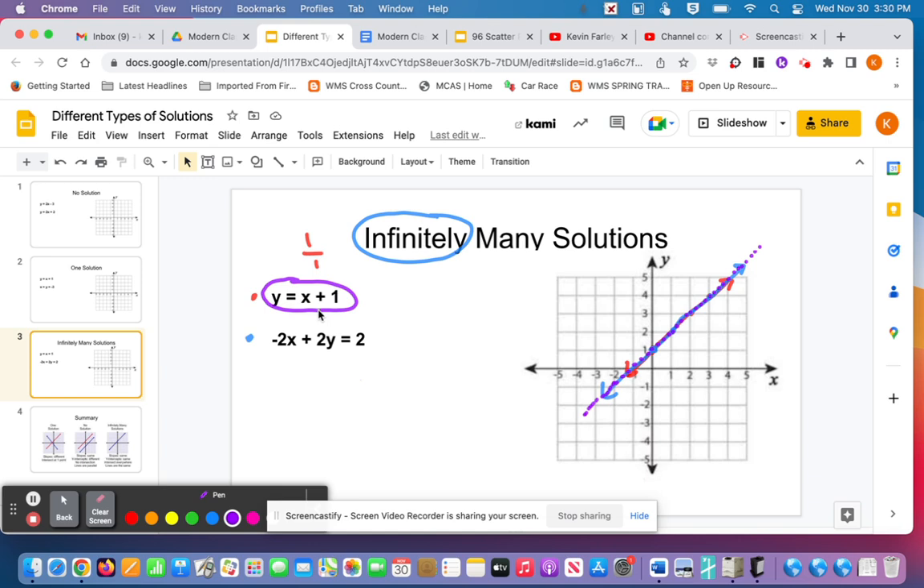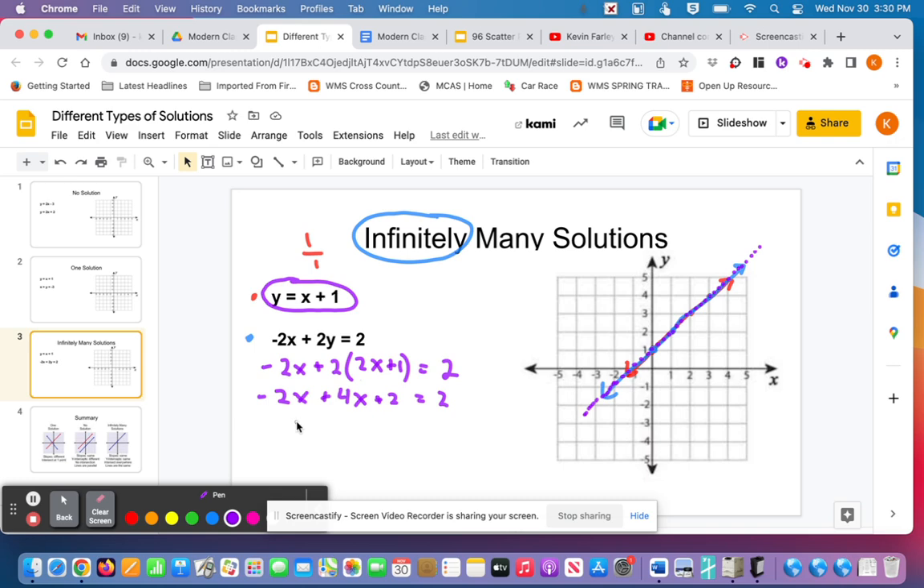That means every time I see a y, I'm going to replace it with x plus 1. Well, I don't see a y in the first part, but I do see a y here in the second. And then I just copy the rest of the equation. Let's simplify the left side. By distributing through, I get 4x plus 2 is equal to 2.